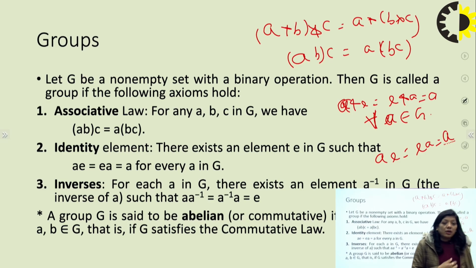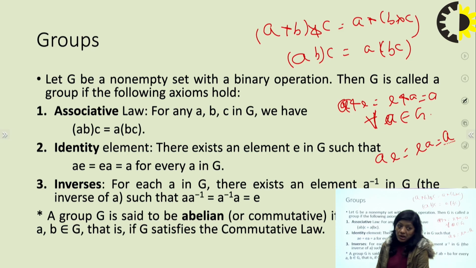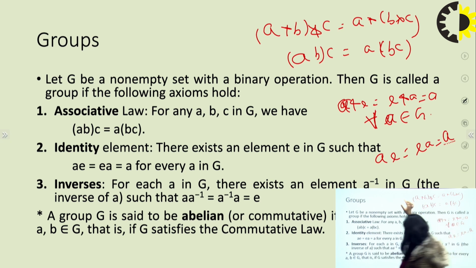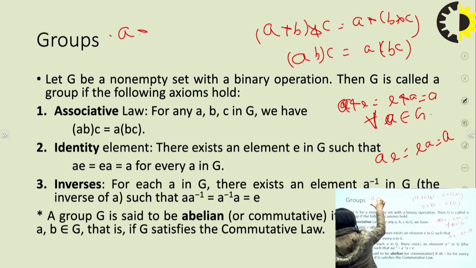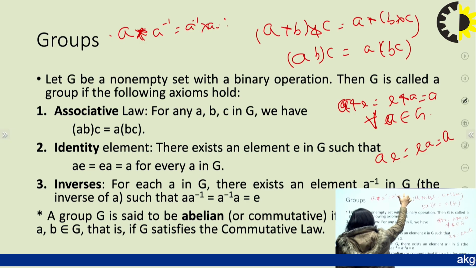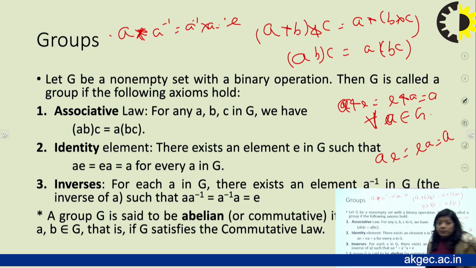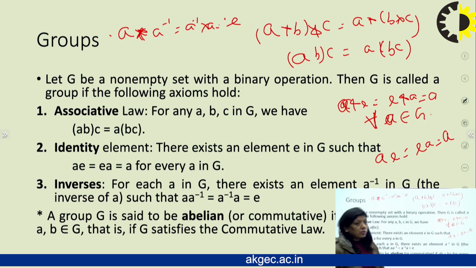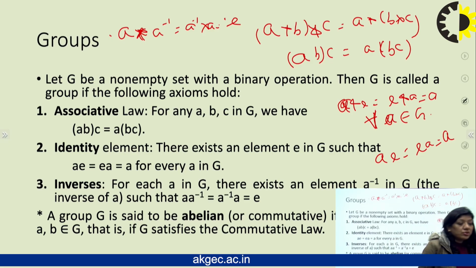Next one, inverse. For every a in G, there exists an element a inverse in G, or we can say the inverse of a, such that a * a inverse is equal to a inverse * a is equal to e. A group G is said to be abelian or commutative if ab is equal to ba for every a, b belongs to G, that is, if G satisfies the commutative law.